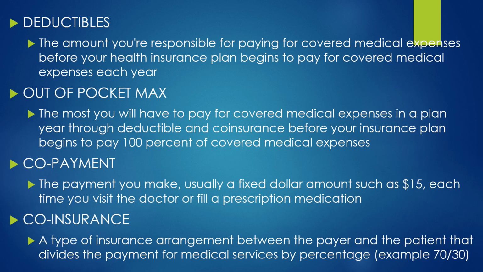So 70-30 means the insurance company will pay 70% of the allowed amount and the patient would have to pay 30% of the allowed amount. Once you hit an out-of-pocket max, that is the most for a calendar insurance year that the family would have to pay for covered services. Once you hit that level, whether it's $2,000, $5,000, $10,000, then the insurance company pays 100% for the allowed amount services. And then once you hit your calendar insurance year, it'll start back over again.